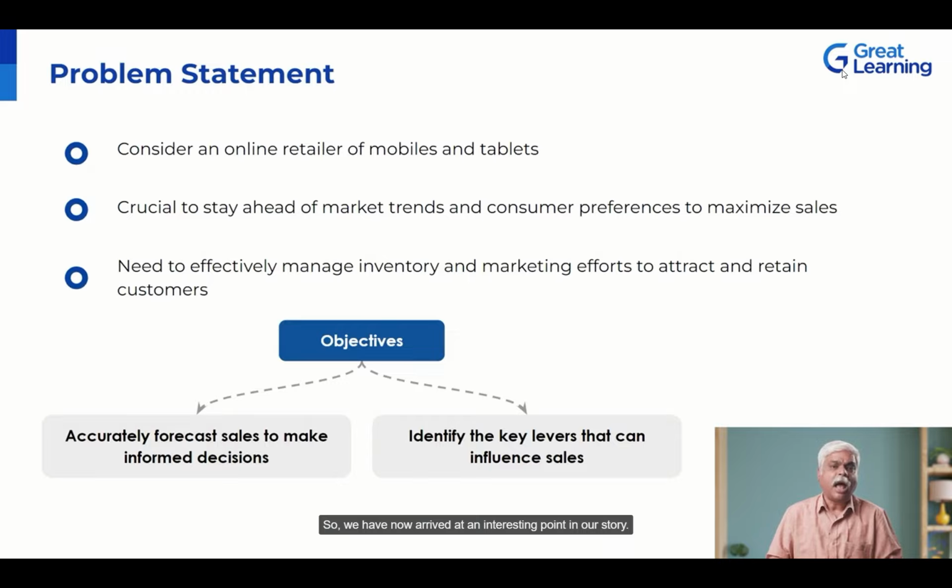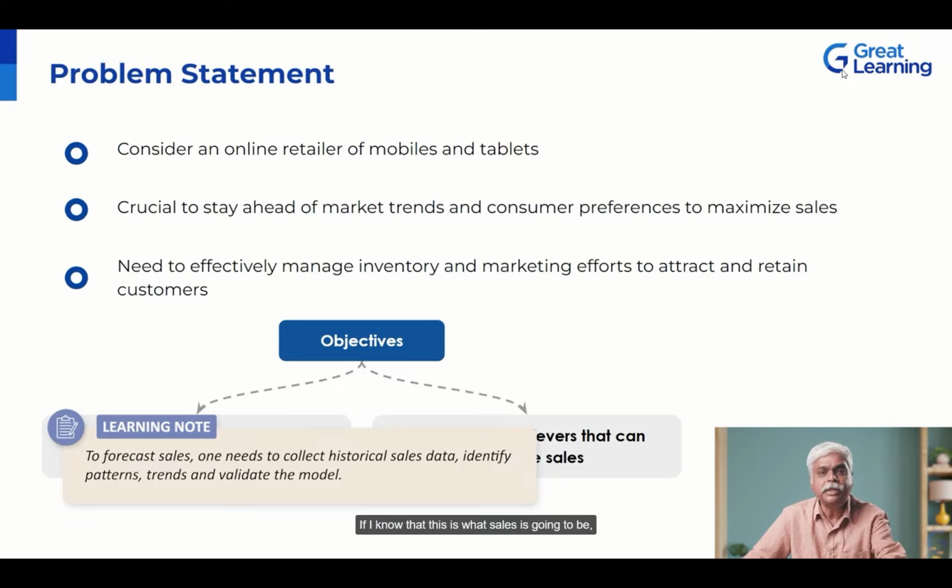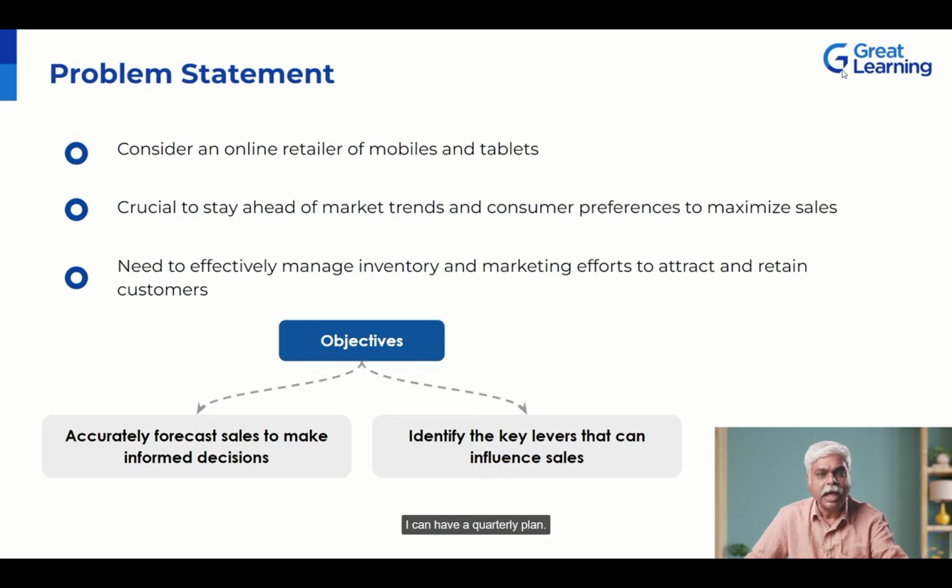So we have now arrived at an interesting point in our story. Our objective is to maximize sales. But we're going to split this problem into two different objectives. And I'll tell you a little later why we are doing this. The first objective is to be able to forecast sales to make informed decisions. If I know that this is what sales is going to be, then I can establish a target. I can set up my business processes to go towards that target. I can have a quarterly plan. I can have an annual plan. That's a clear business purpose.